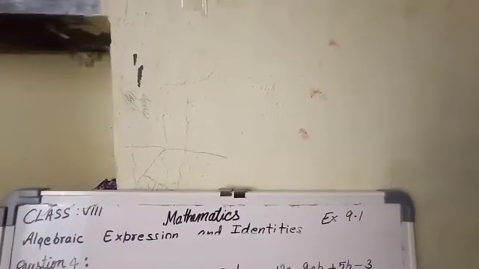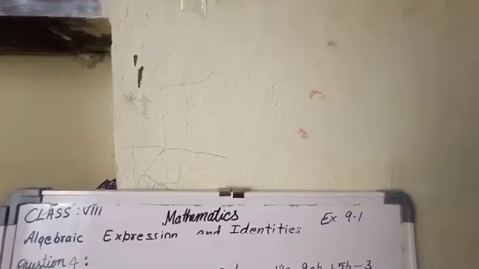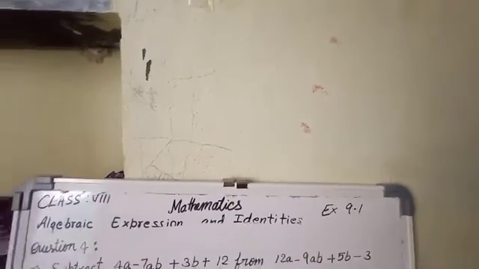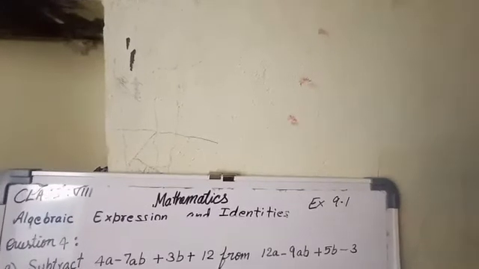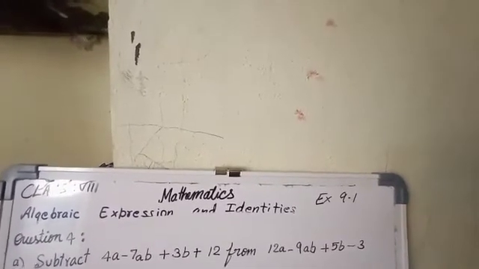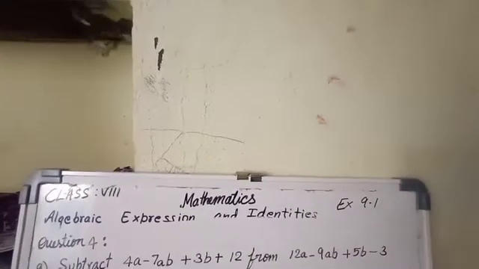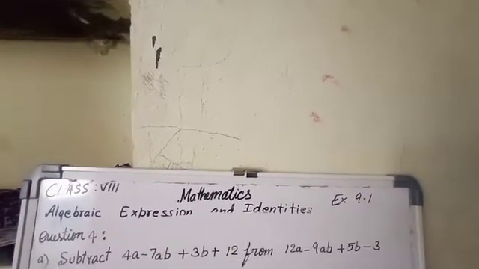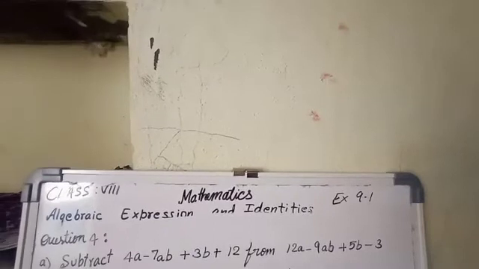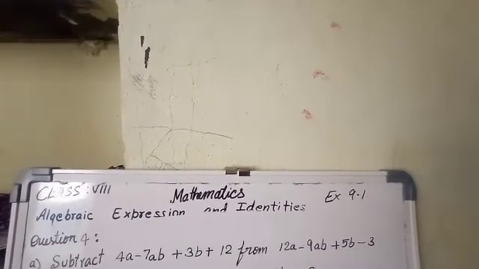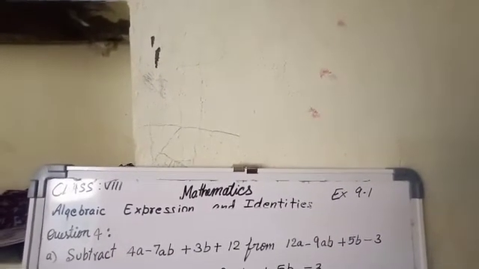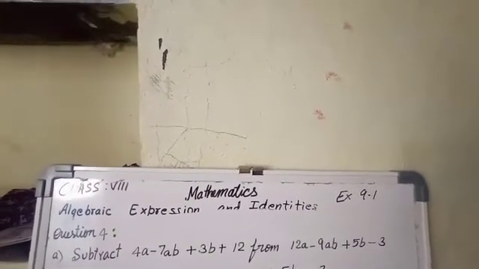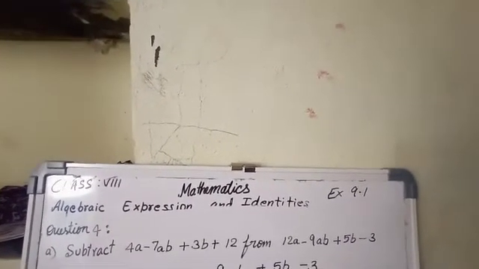Today we are going to begin Mathematics, Algebraic Expressions and Identities, exercise 9.1, question number 4. Dear students, here one thing you have to remember: subtract from. The word from is very important. Then they did not mention how to subtract. So it's very easy, you have to subtract column wise. If we subtract column wise, it's better.